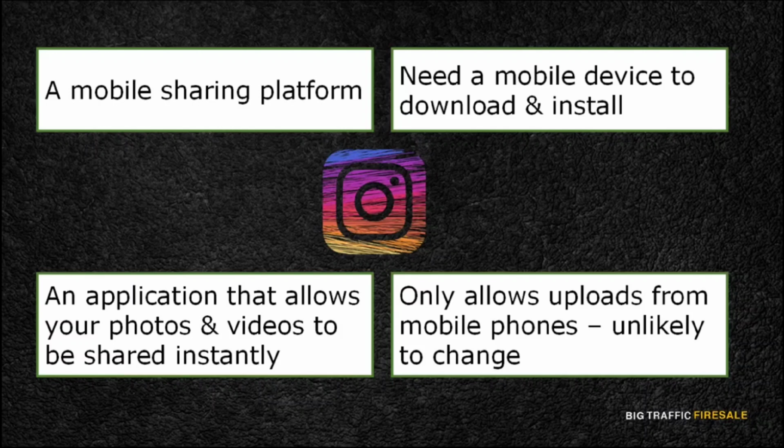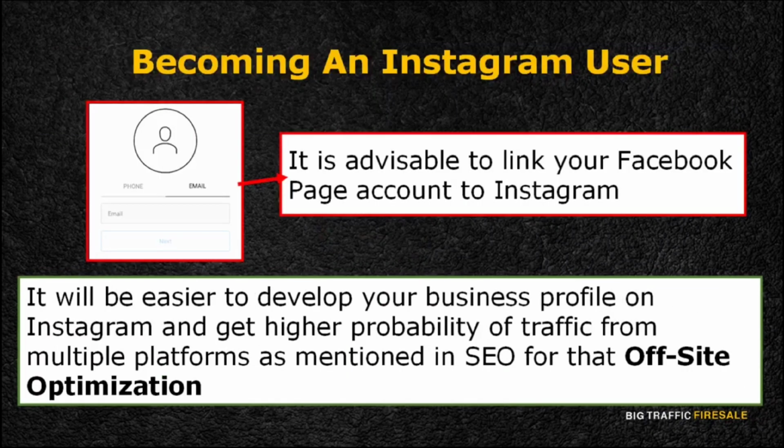Understanding the simple principle of Instagram should give you a generic idea of how you should handle your account to its fullest. You need only a mobile device to make traffic from Instagram. Download it and install it. Previously, you've created your Facebook page. Now you may sign up using the same email. It's advisable that you link your Facebook page and synchronize it to Instagram using the same account you have in Facebook. This way, it'll be easier to develop your business profile on Instagram and get higher probability of traffic from multiple platforms as mentioned in SEO for that off-site optimization.